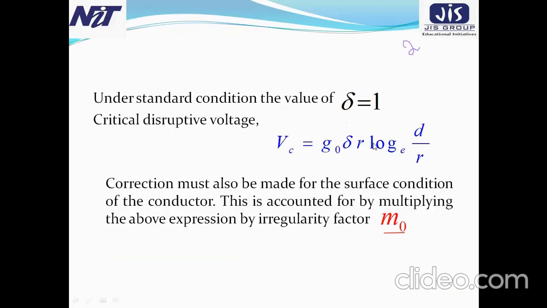Now to the next slide. Under standard condition, the value of delta equals 1, which we already discussed. If it is 1, then no problem with this equation. So the critical disruptive voltage Vc equals G0 delta r log d by r to the base e. If delta equals 1, it is the standard condition. Please remember, this is an important question and an important term.